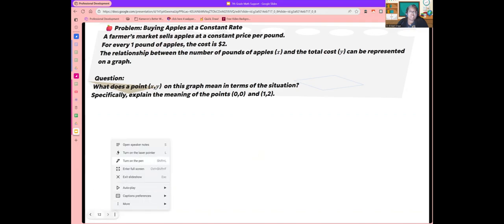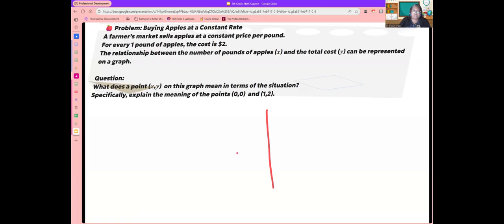So let's look at what this would look like on the graph. I'm just going to make a really rough graph here. We have our x-axis and our y-axis. So let's make just a few tick marks here. So we'll have (0, 0). And then we have (1, 2).